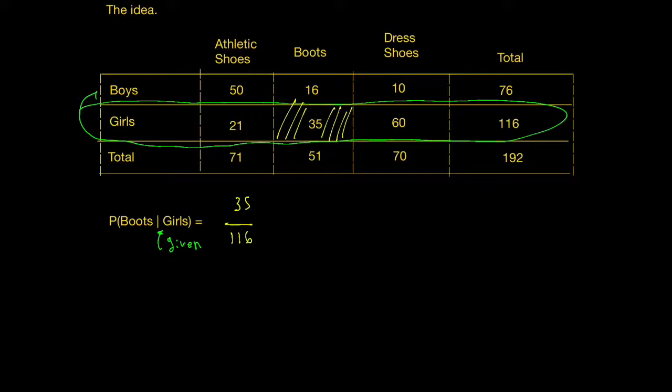I'm going to keep the ratio right now. I'm not going to give you the percentage because I want to introduce the algebraic formula to this. So we're going to leave this to the side for a bit. And now I want you guys to think about these probabilities: the probability of boots and girls, and the probability of girls.